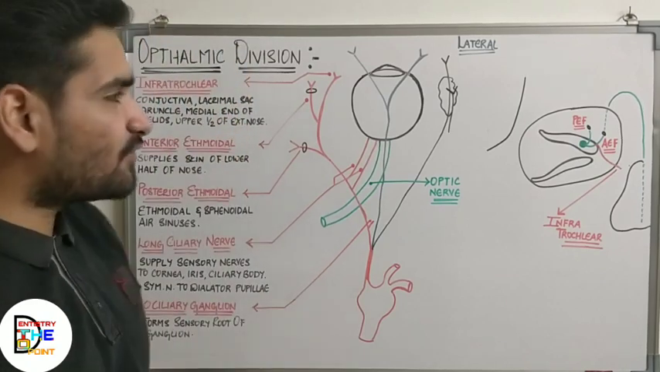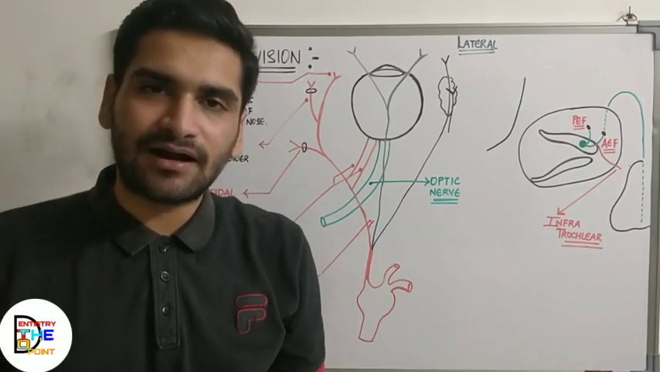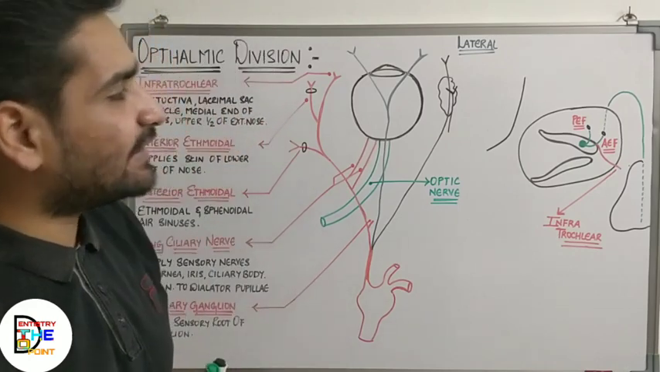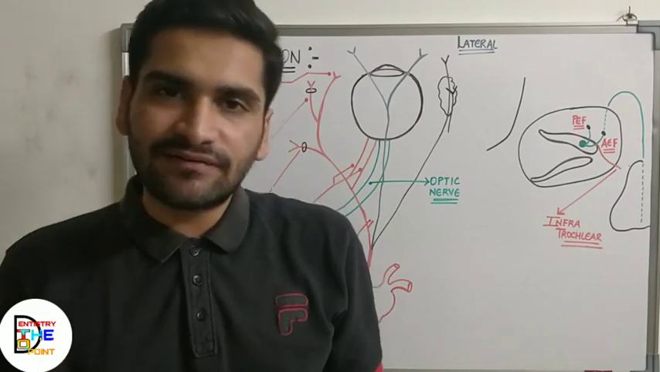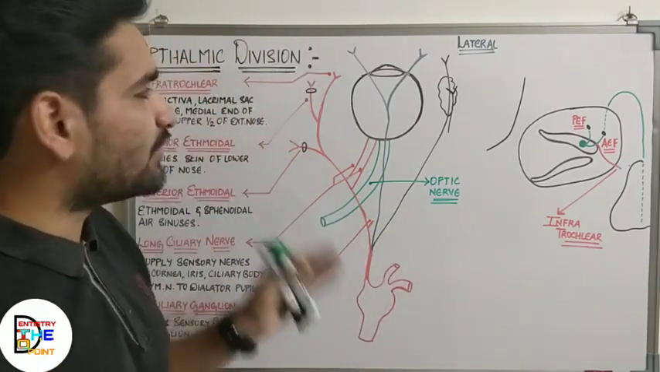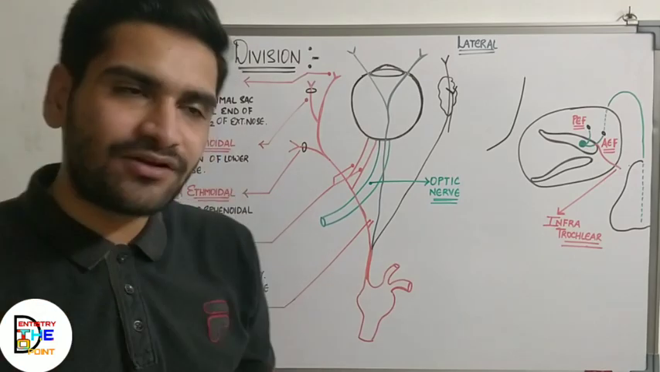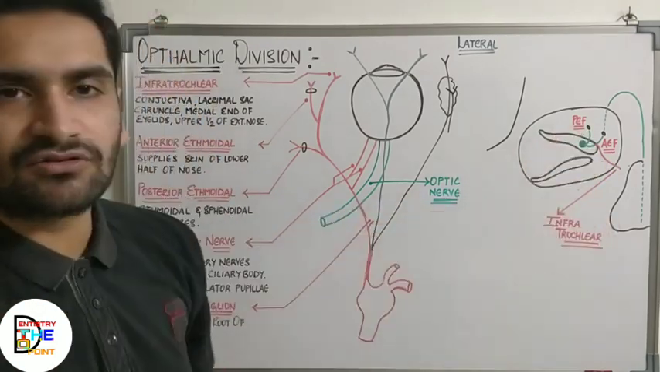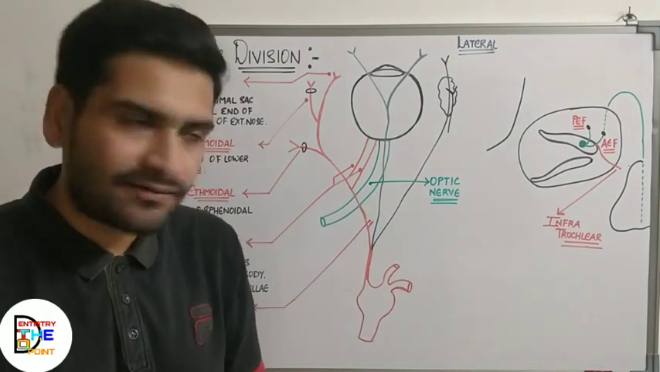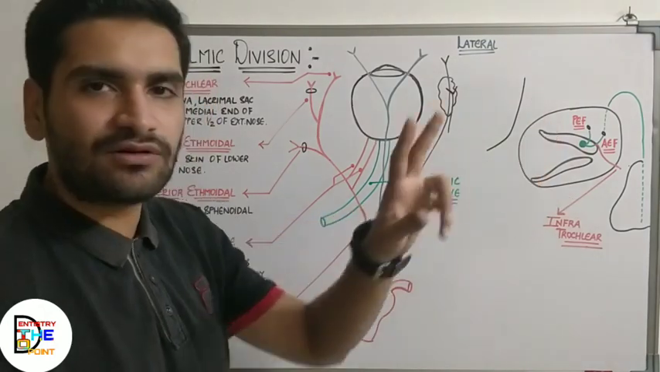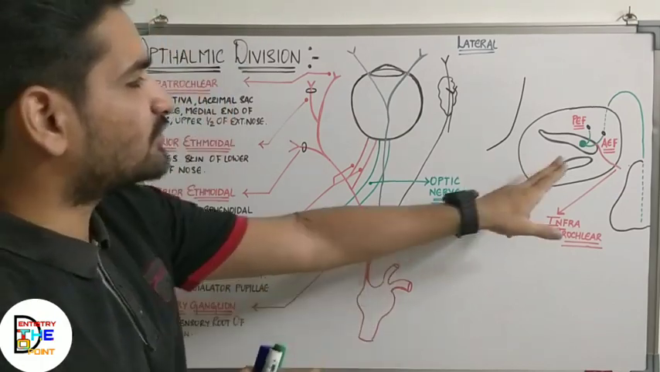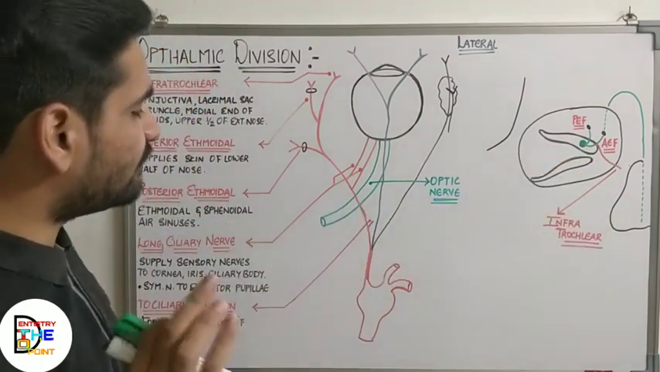So in this video we are going to discuss the third division of the ophthalmic nerve, that is the nasociliary nerve. We have discussed the two divisions, that is lacrimal and frontal. Now, discussing the nasociliary nerve, we already know that it passes from the medial end of the superior orbital fissure. From the lateral end, two nerves were passing, that is lacrimal and frontal nerve. So the nasociliary nerve will pass from the medial end.